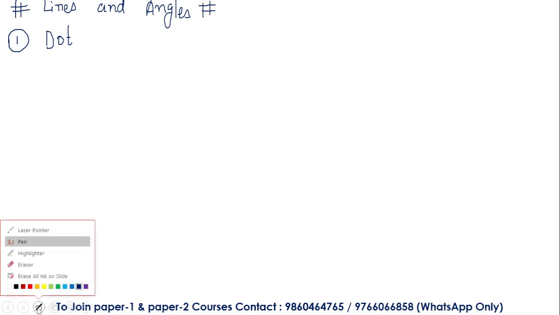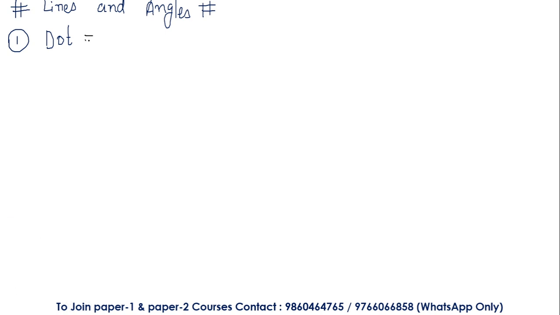So first, whenever we talk about lines and angles, the first diagram we study is the dot. What is a dot? Any structure which looks like this is a dot, simply a full stop. Such a diagram is called a point or dot. Any diagram which has a kind of point in it is nothing but the dot.